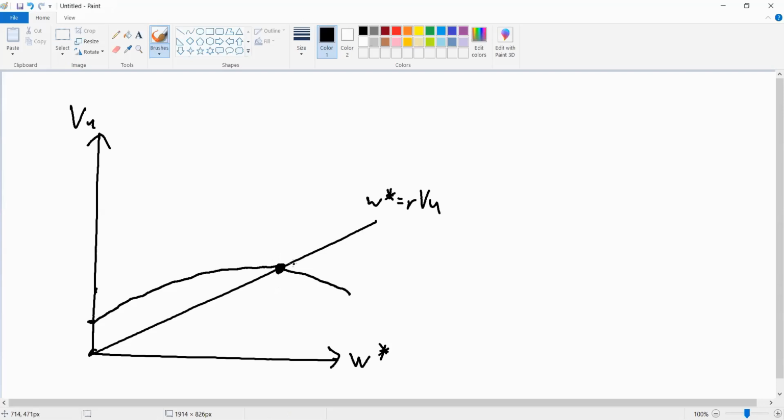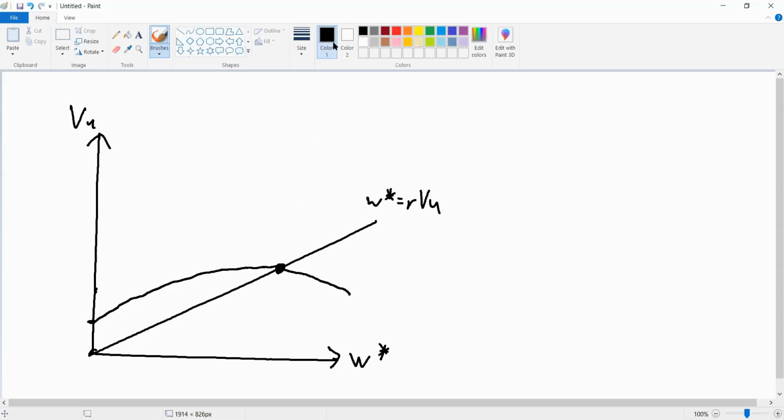Now, why is that important? That's important because what is an equilibrium in this environment, or rather, what is a solution? It is precisely a W star and a VU that satisfies both of these equations. And therefore, any solution here is going to be a dot where these two lines cross. And we just showed that there can be at most one. The next question is, can we guarantee there will be any such points?